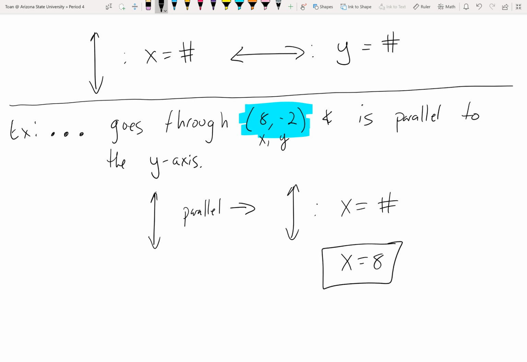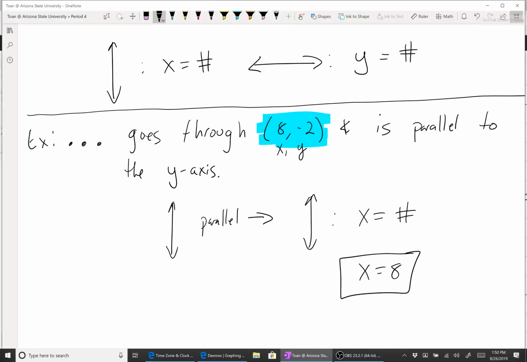Because it's a special line, it has to go through that point, so clearly the x value has to be 8. Okay. So I usually put 1 or 2 of these problems on the quiz. They should be like freebie points. Don't mess it up. Okay. But that's it. That's all you need to know about writing linear equations.